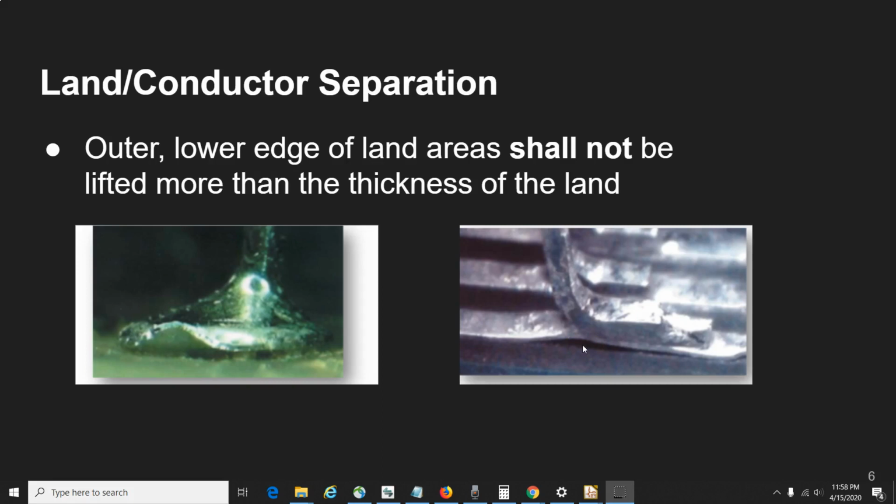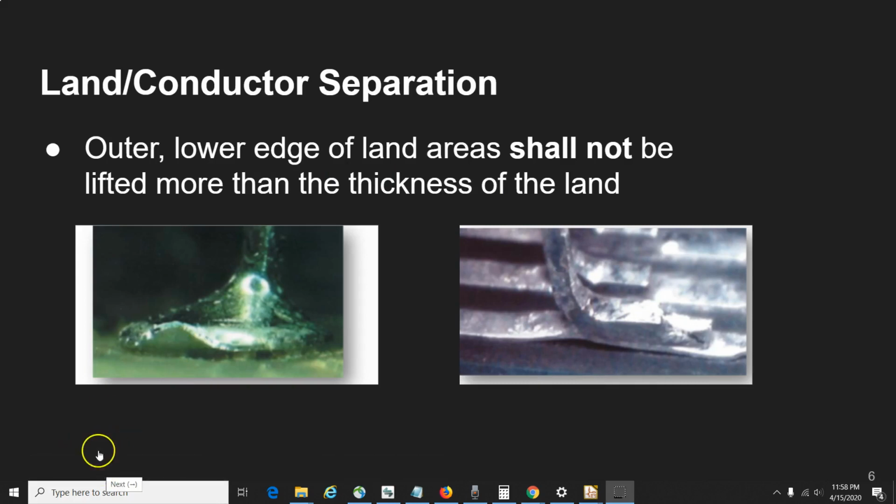You should keep in mind that if you're working on class 3 products, then the land area shall not be lifted when there is an unfilled via or via with no lead in the land. And there shall not be separation of circuit conductors from the base laminate by a length greater than one conductor width. So this is a very important point you should keep in mind when designing the printed circuit board and putting the components on your board.